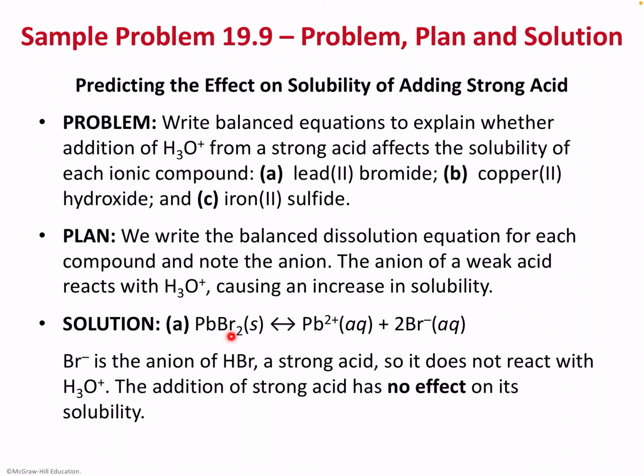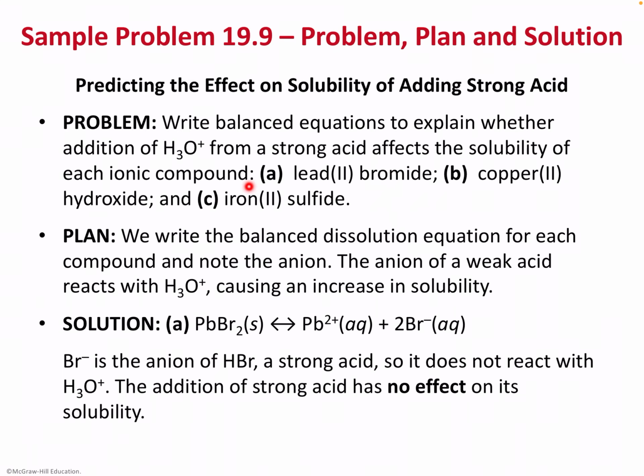So lead bromide. We have lead 2 plus and bromide ion. Now bromide ion is an anion of hydrobromic acid, hydrogen bromide, which is a strong acid. So it does not react with hydronium ion. The addition of strong acid has no effect on its solubility. It has to be an anion of a weak acid, but bromide comes from the strong acid HBr.